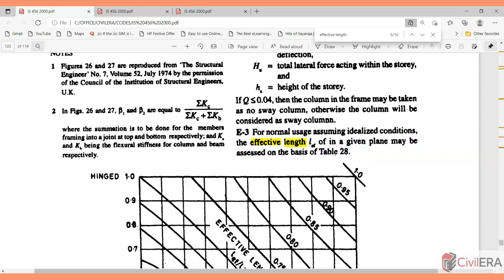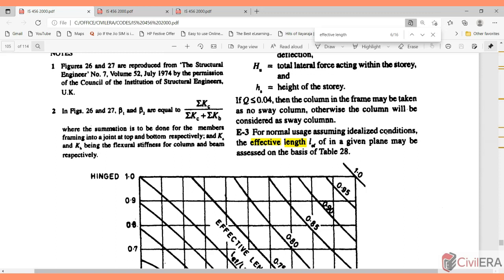So here there are three ambiguities. One is that the code says it's for normal usage. Second, it is for idealized conditions, and the third is that it is only an assessment. It's not a final thing that you can do. It is only a guideline, only to be used as an assessment. This is the way it's going to be, not that it is exact.